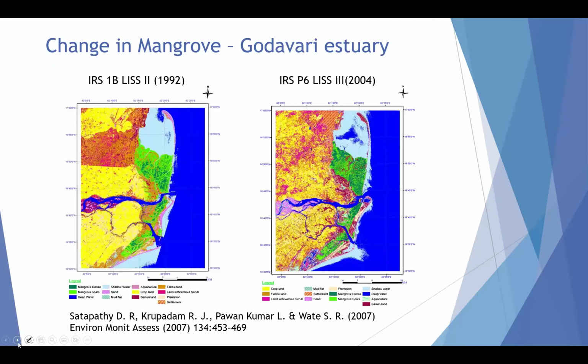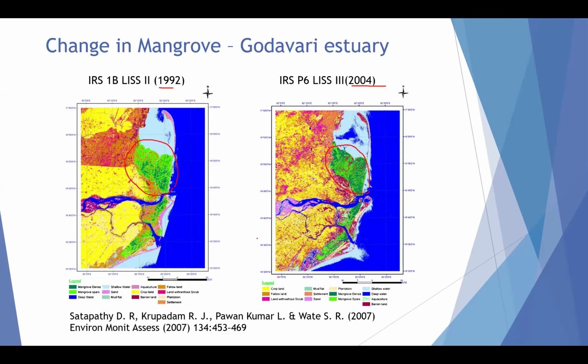And again, you can see how there is a change in the mangrove over the years. Between 92 and 2004, you can use data sets like IRS data and identify how there is a change in the mangrove. So these are some of the things where you can use satellite data and see how it has changed.